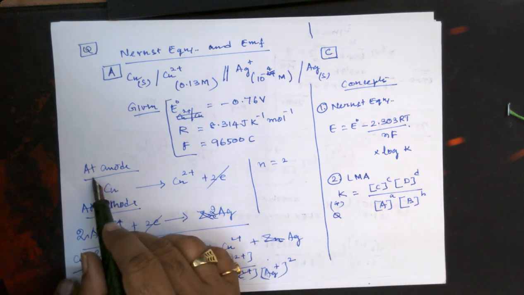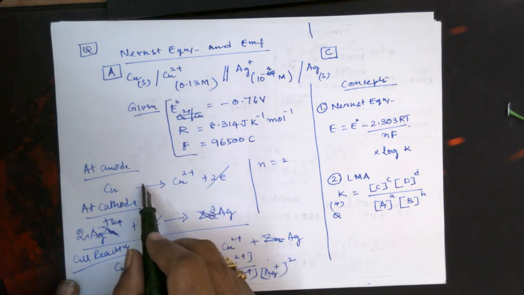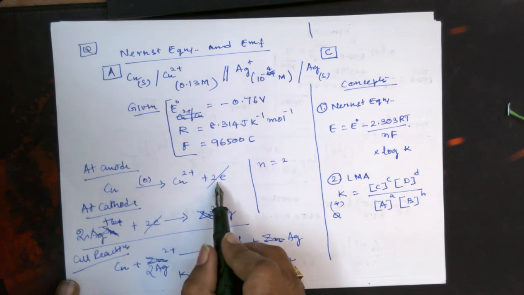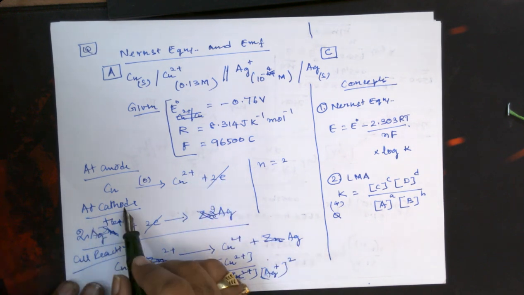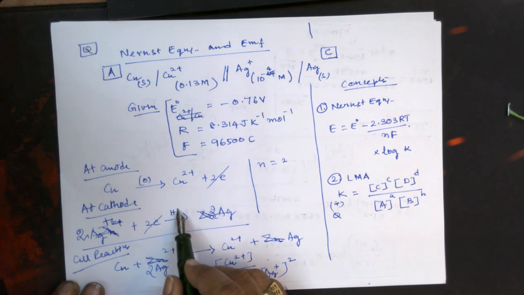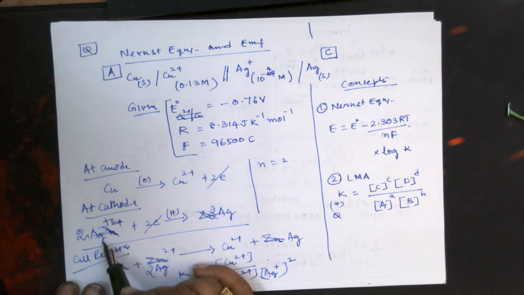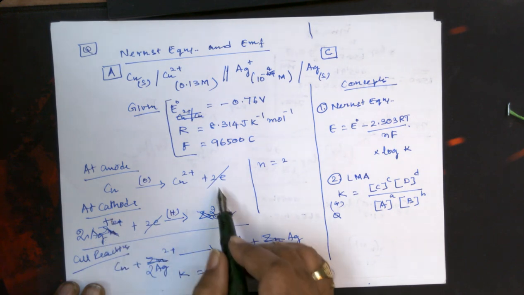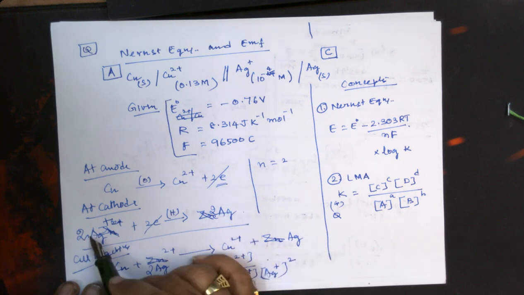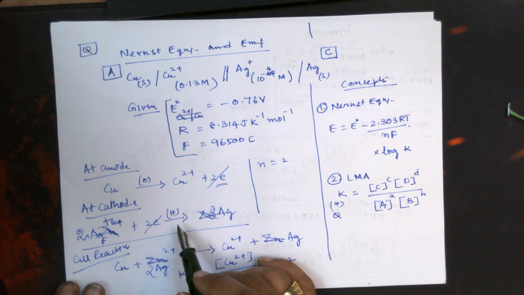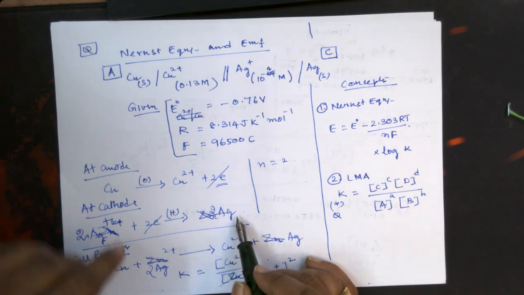Here at anode oxidation takes place. So oxidation is nothing but removal of electron. So Cu gives Cu 2 plus plus 2e. And at cathode reduction takes place. Reduction is represented by gain of electron. So here we have taken Ag plus. So Ag plus plus e gives Ag, but there are 2 electrons, so you have to multiply the entire equation by 2. So 2Ag plus plus 2e gives 2Ag.